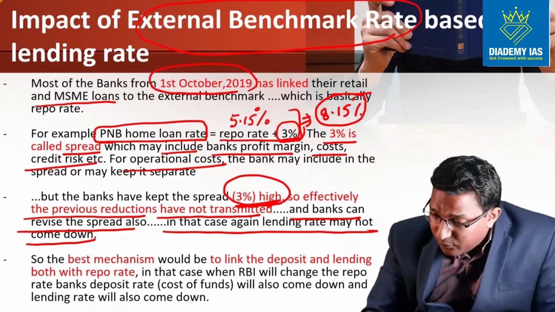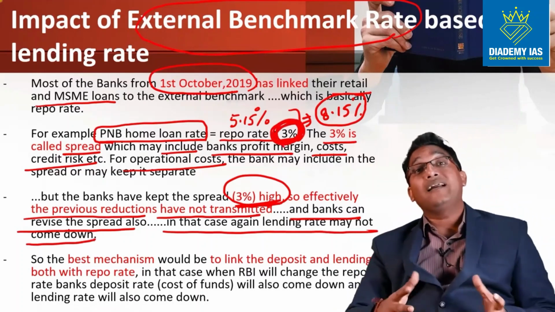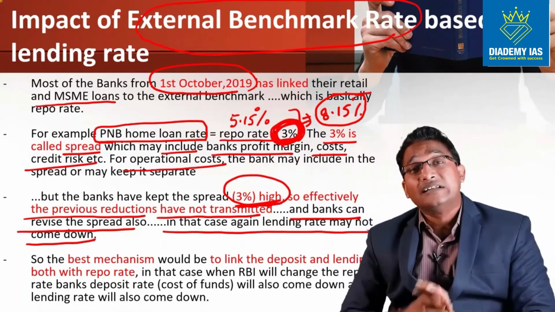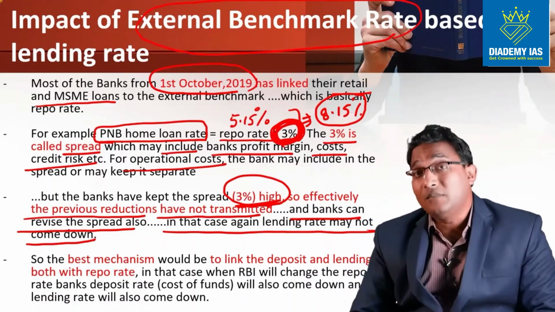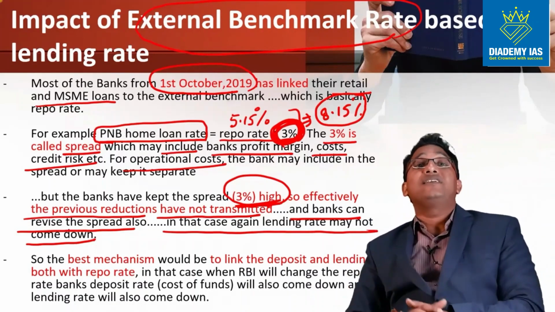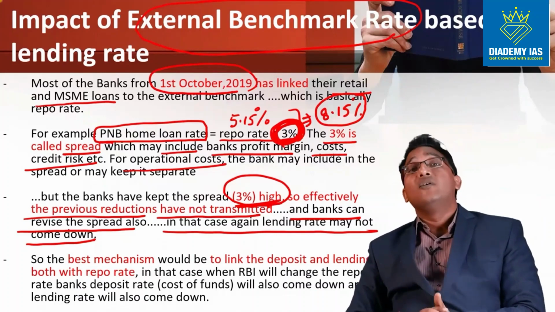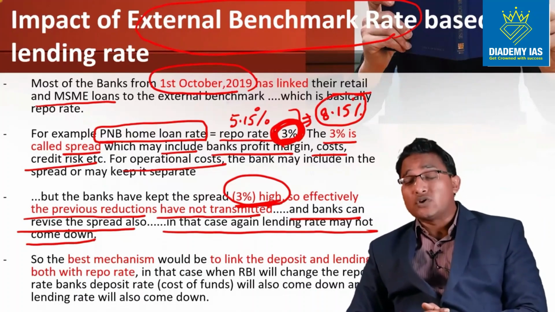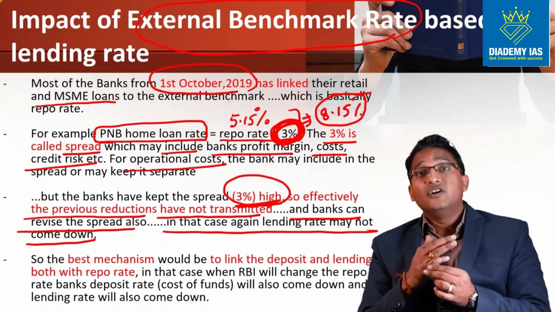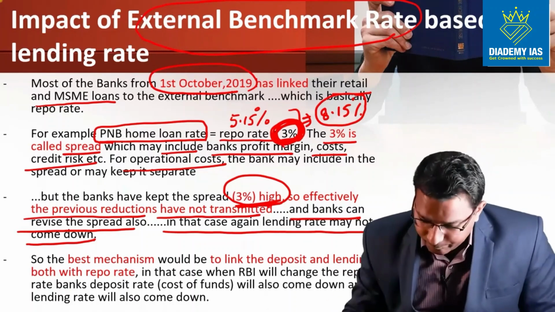Even this spread is not fixed at 3%. The bank can increase the spread, and when the bank increases the spread, then the lending rate will not come down. So the point I want to make is that even the external benchmark rate based lending rate will not make much difference, because it has the element of spread, which the banks can change, and this spread is very, very high.